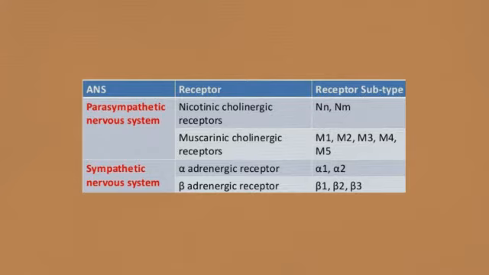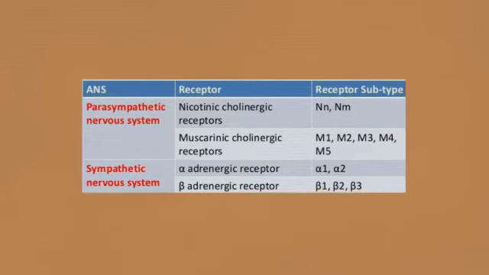Both of these groups are also different in terms of receptors. As you can see in this figure, we have the parasympathetic nervous system and its specific receptors, which are muscarinic and nicotinic receptors. Along with that, the receptor subtypes are also mentioned. The neurotransmitter of the cholinergic system is acetylcholine. So acetylcholine acts on those receptors when we talk about the cholinergic or parasympathetic nervous system.